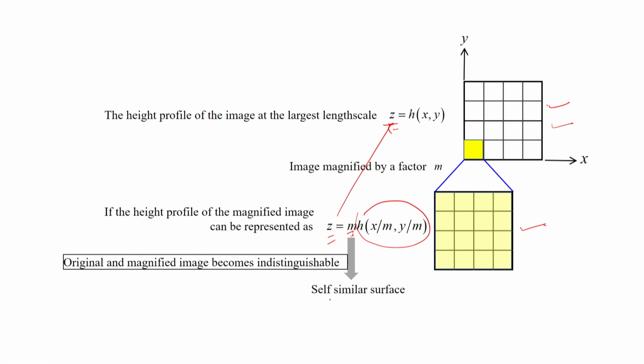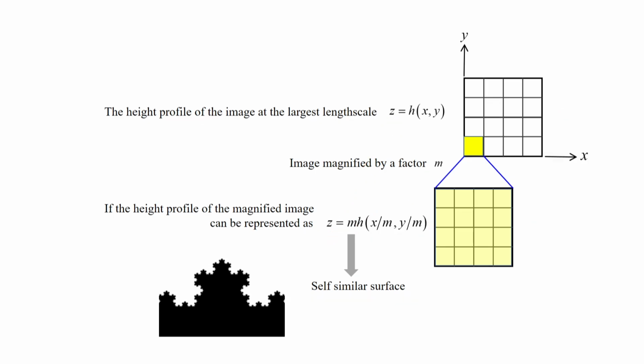This kind of surface is called a self-similar surface, in which the height is multiplied by m, linearly. For this surface, this is the kind of picture you will have. This is a fractal surface. As you magnify more and more, the surface looks similar. So this is called a self-similar surface.